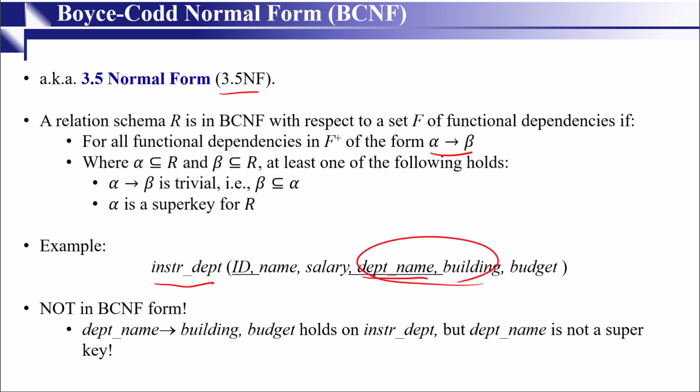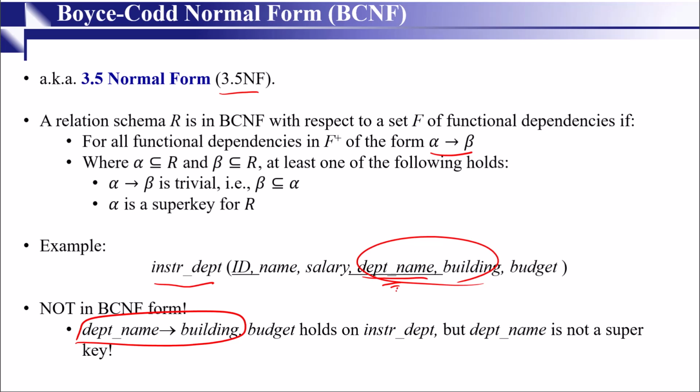So we can say department name holds for building. Budget holds, but department name is not a super key here and it is violating BCNF. This can cause anomalies like updating a building for one department record but missing the others. Here we are working with super keys.